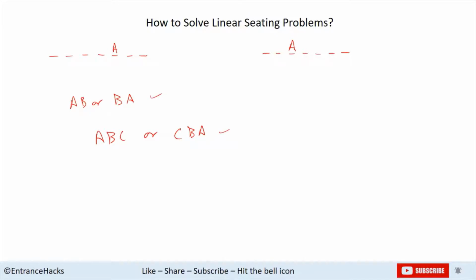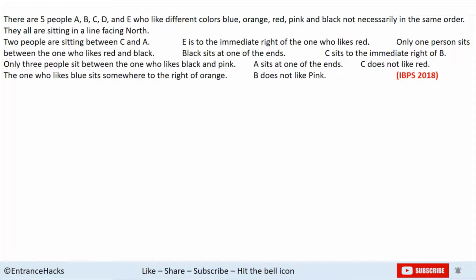Then you should remember one thing, that sometimes we may not be able to place all the persons on the line, and trust me, this is not even necessary. We can go directly to the questions and see the options, and more often than not we are able to solve them with the given information which the examiner has intended. Let us learn this with one problem which appeared in the IBPS 2018 exam.